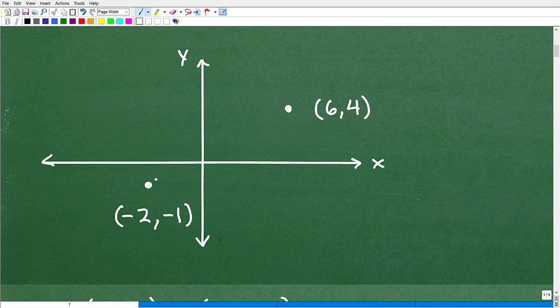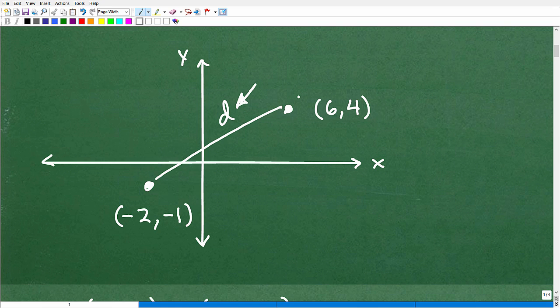So if I wanted to find the distance between the 2 points, how would I do that? Well, you can get your ruler out, your tape measure and stuff. Yeah, well, that's not really how we do it, right? If it's on graph paper, you can kind of get a sense, but the distance formula is going to give us the exact distance between 2 points on the coordinate plane. Okay, so that's the whole point and purpose of the distance formula.